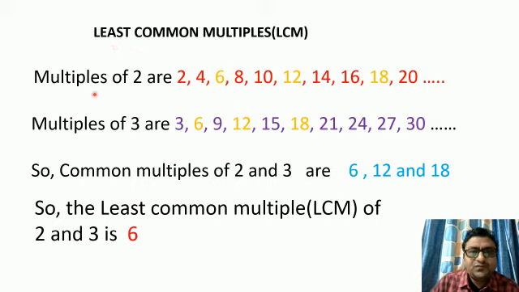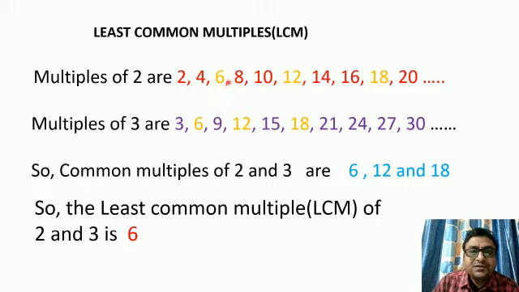Multiples of 2 we have already found: 2, 4, 6, 8, 10, 12 up to 20, and it will move on. In the same manner, multiples of 3 are 3, 6, 9, 12, 15, 18, 21, 24, 27, 30, and so on. Among these we have to find out the common multiples of 2 and 3. Which are the common multiples?